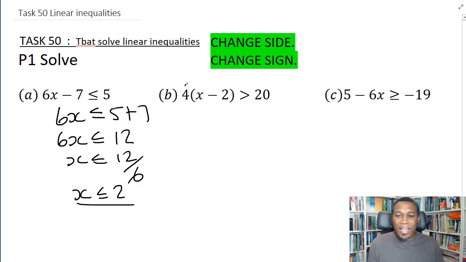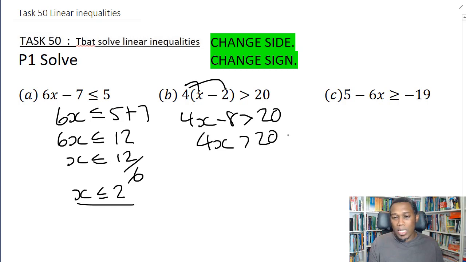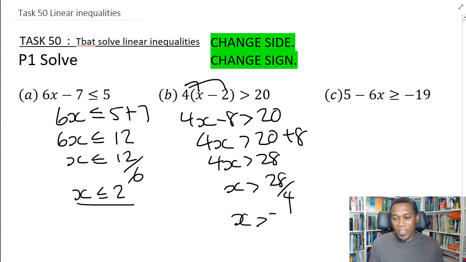Don't believe me? I expand the bracket. 4x take away 8 is greater than 20. That means that 4x is greater than 20 plus 8. 4x is greater than 28. X is greater than 28 divided by 4. X is greater than 7. Exactly the same work, exactly the same thought process as solving an equation. The only difference is instead of an equal sign, you have the inequality symbol.